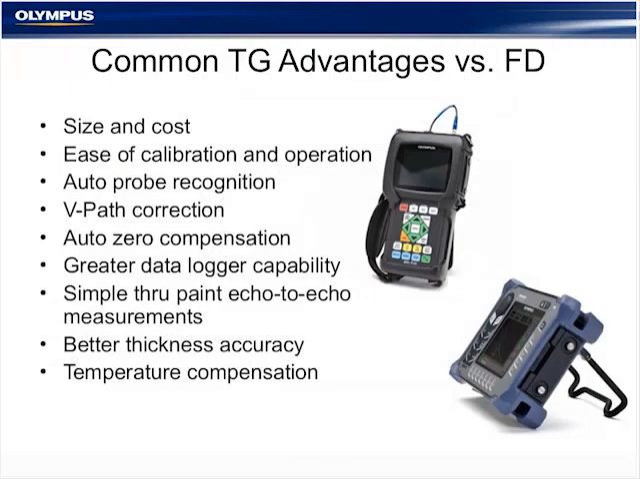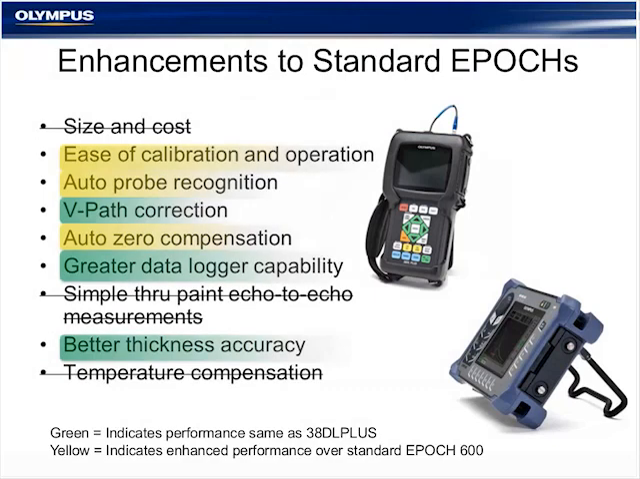So if we return to this slide that I outlined before, common thickness gauge advantages versus a flaw detector, now we can actually start to eliminate some of those advantages. So this corrosion module is enhanced compared to a standard EPOCH flaw detector in some of these areas. Size and cost still may be a consideration for you to purchase a dedicated thickness gauge, but ease of calibration, auto probe recognition, and auto zero compensation, we've made some significant enhancements for the flaw detector with this corrosion feature.